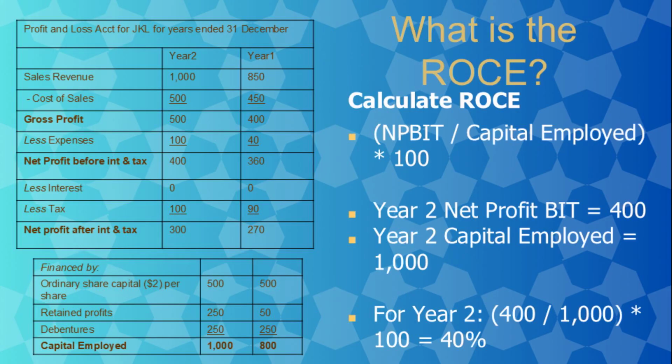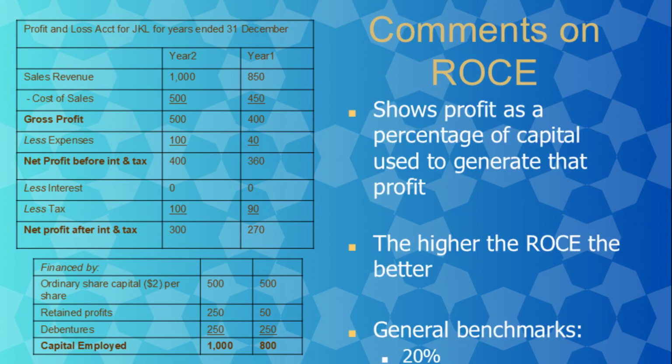Let's calculate the ROCE for JKL. With a net profit before interest and tax of $400 and capital employed of $1,000, the ROCE is 40%. This example illustrates how to measure the efficiency of capital use in generating profits. ROCE shows the profit as a percentage of capital used to generate that profit. The higher the ROCE, the better.